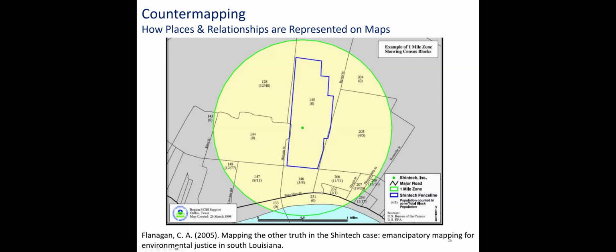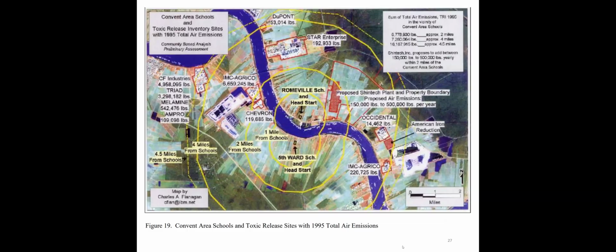So counter mapping then, Dr. Flanagan actually asked the community to present their map of what they thought was going on. And this is what it looked like. So what they did is instead of making this plant the center, they made their school and their Head Start the center. So they changed the focal point of the map.